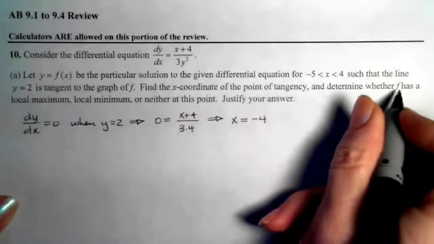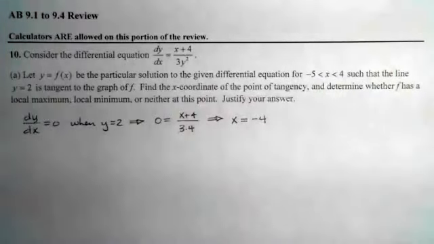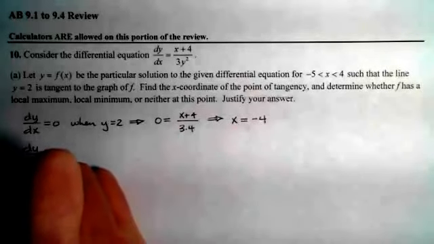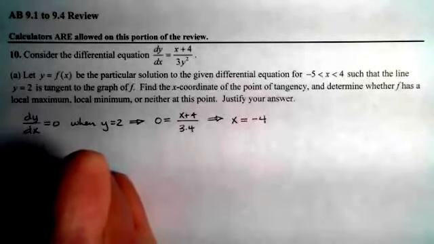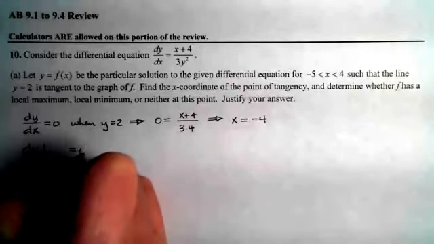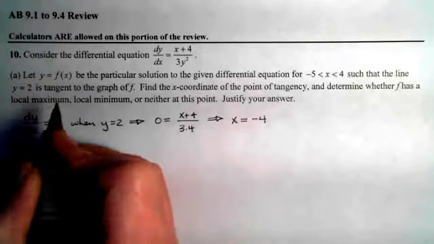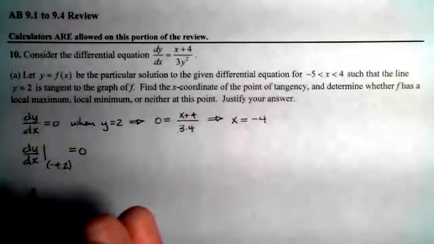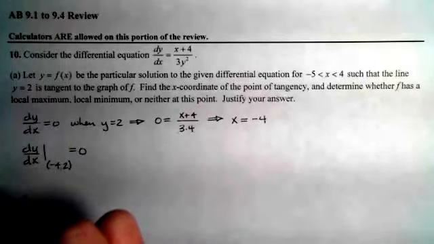Now we want to determine whether f has a local max, a local min, or neither. So we know that dy/dx at the point (-4, 2) equals 0. So that means it's a candidate for a max or a min. To determine whether we get a max or a min, we either need to do the first derivative test or we need to do the second derivative test.